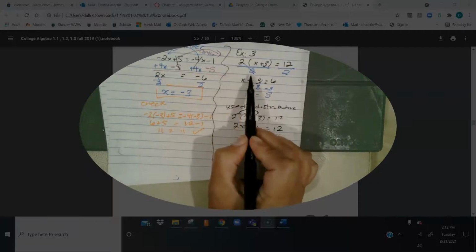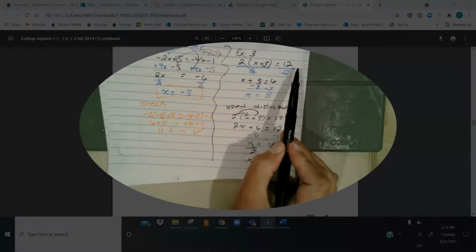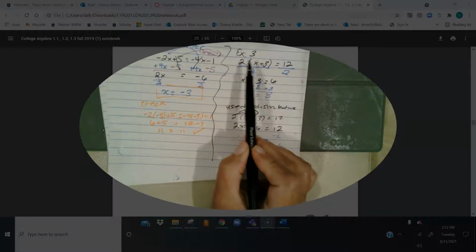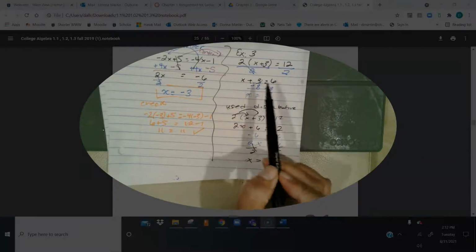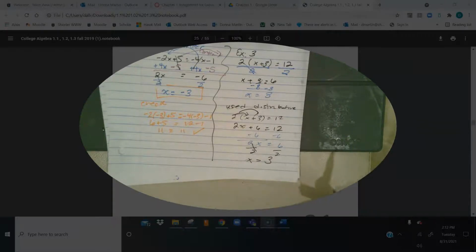If you have a constant outside of parentheses and a constant on the right, you can undo that multiplication quickly by dividing both sides and then working with the result. It's your choice.